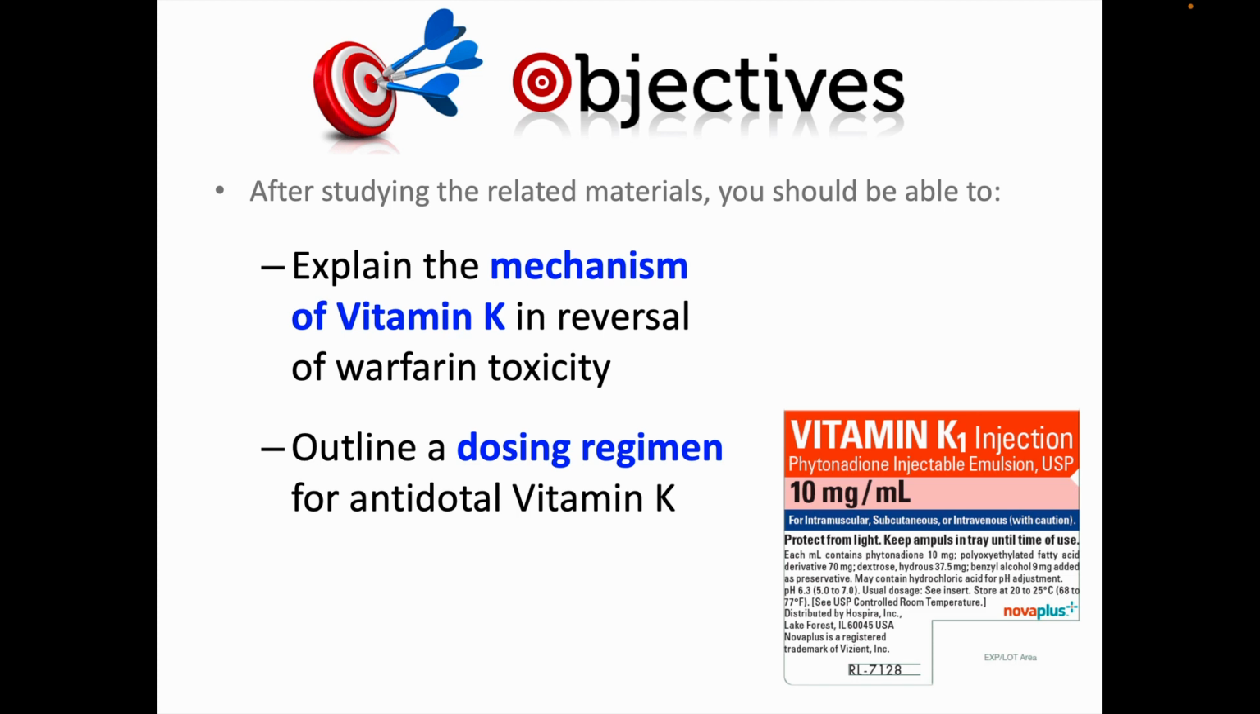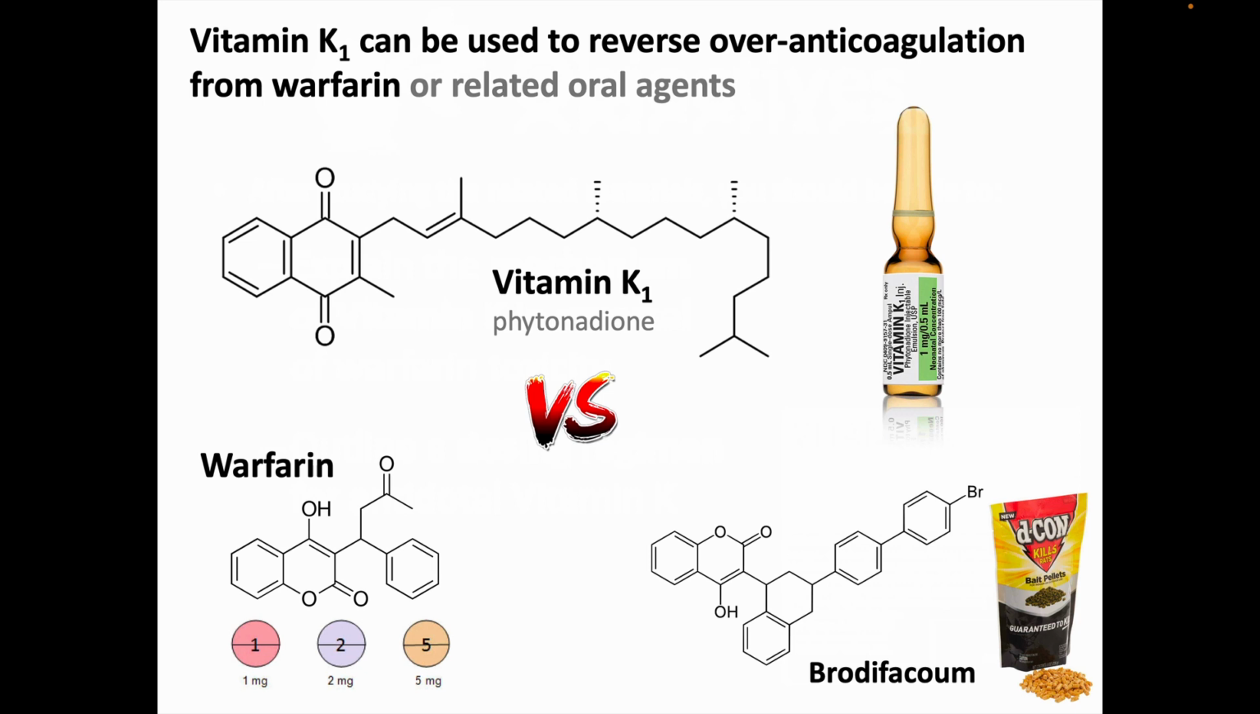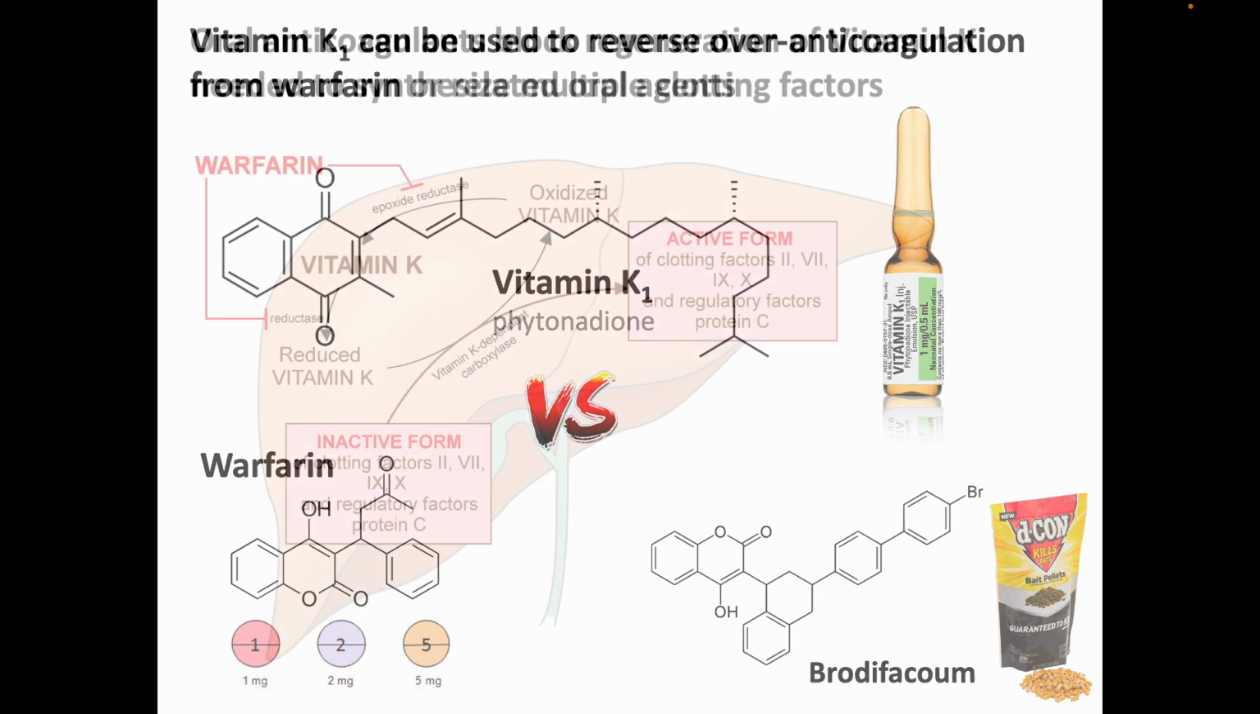for antidotal vitamin K. As we know, warfarin competes with and interrupts normal vitamin K metabolism, so it makes sense that vitamin K can be used to reverse over-anticoagulation caused by warfarin. There are other similar therapeutic oral anticoagulants available around the world, but warfarin is used almost exclusively in the US. And there are also various long-acting, orally active anticoagulants used as rodenticides, such as brodifacoum, that rely on the same mechanism and can therefore be treated with vitamin K.